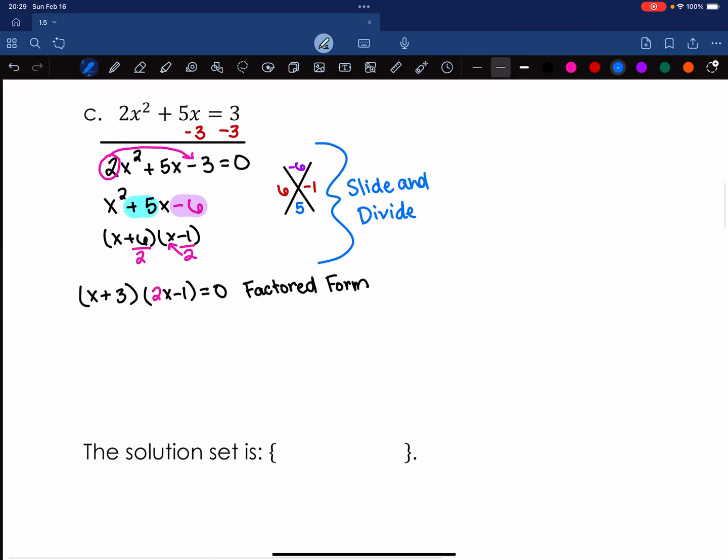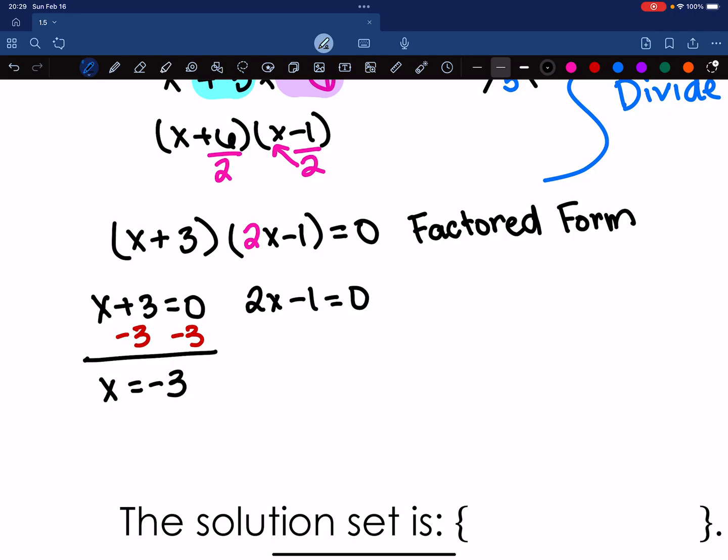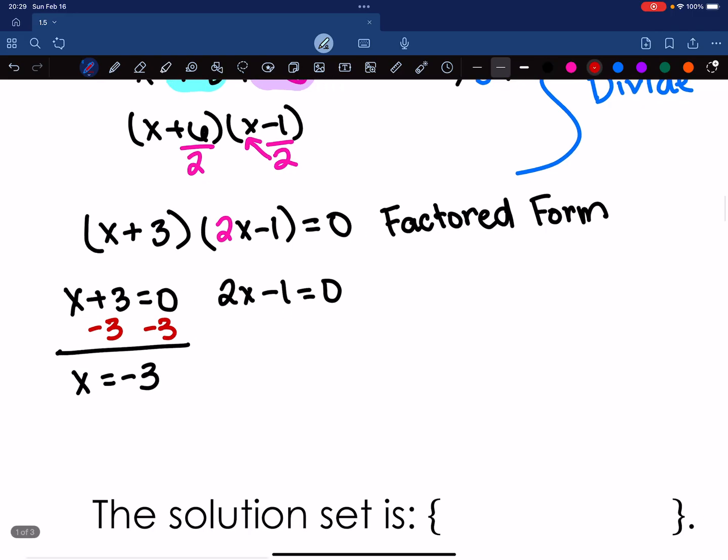The method that we used, so this entire method right here, is called slide and divide. Okay, so now that we've done that, we can go ahead and set each factor equal to 0, and we can solve. So the first one, we just need to subtract 3 from both sides. When we subtract 3 from both sides, we get x equals a negative 3.